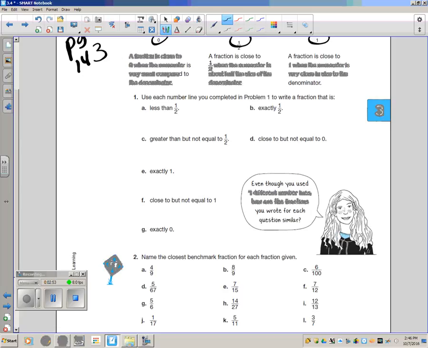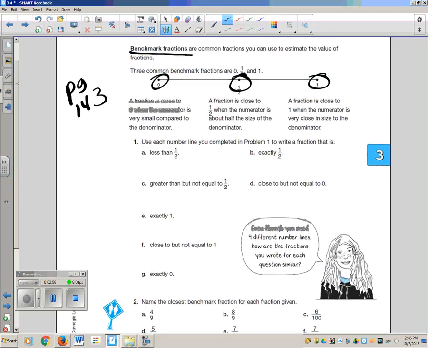Write a fraction, not number 1a, less than 1/2. I'm going to write 3/7. Write a fraction that's exactly 1/2. I'm going to go with 4/8. Whenever you can double the numerator and it equals the denominator, that fraction is 1/2. So if my numerator is 6, the denominator is 12. If my numerator is 200, the denominator would be 400. If you double the numerator and get the denominator, that's a 1/2 fraction.